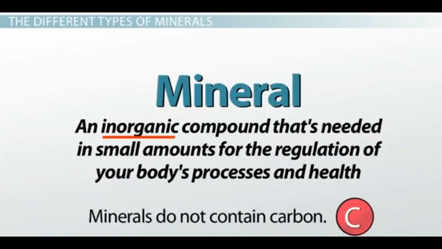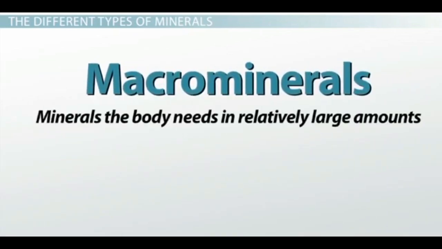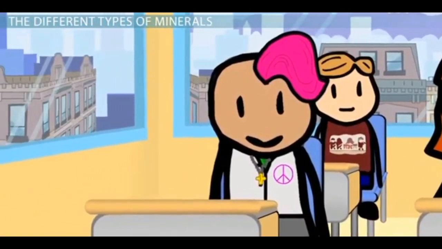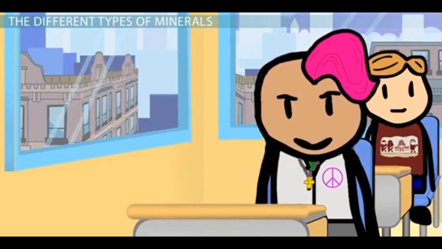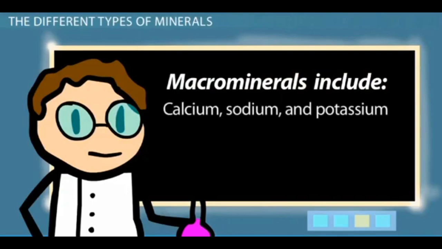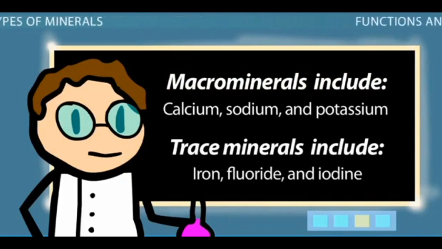When it comes to minerals, there are two general classes of them. There are macrominerals, minerals the body needs in relatively large amounts, and trace minerals, minerals the body needs in relatively small amounts. But do not be fooled. Just because trace minerals are needed in smaller amounts does not even remotely negate their critical importance, as you'll soon learn. The different types of macrominerals include calcium, sodium, and potassium. Examples of trace minerals include iron, fluoride, and iodine.